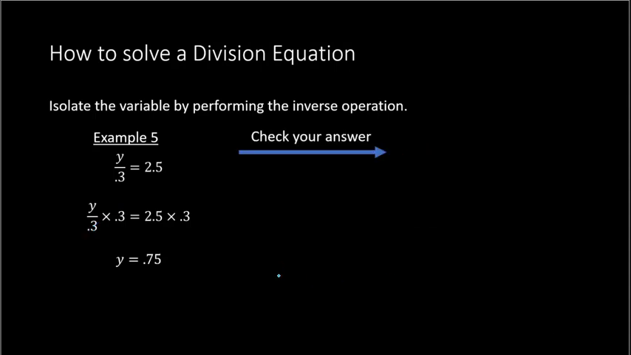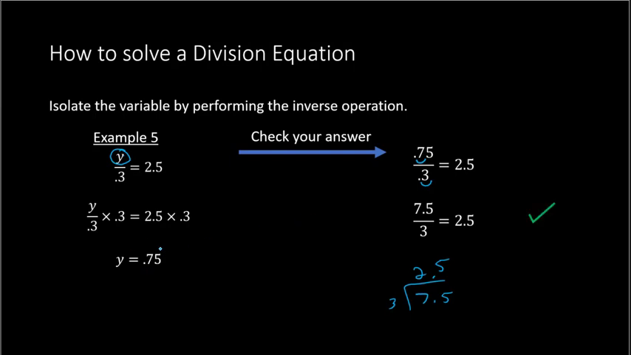And then we can double check our answer by plugging in the 0.75 in place of y back into the original equation, where now we have 0.75 divided by 0.3 equals 2.5. And we can work through that. We cannot divide by a decimal, so we have to multiply the top and the bottom by a 10, which moves the point over 1 place. So we have 7.5 divided by 3. And when you divide that, if you go through the steps, 75 divided by 3 is 25. The decimal point is going to go right here in between. So the answer would indeed be 2.5. So that means our answer was correct, where y is equal to 0.75.